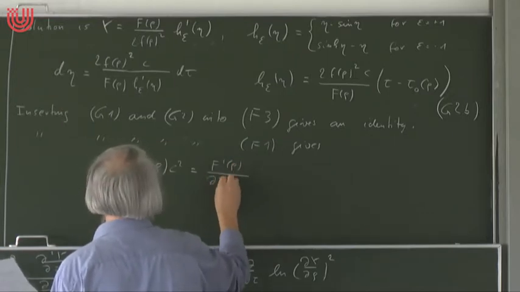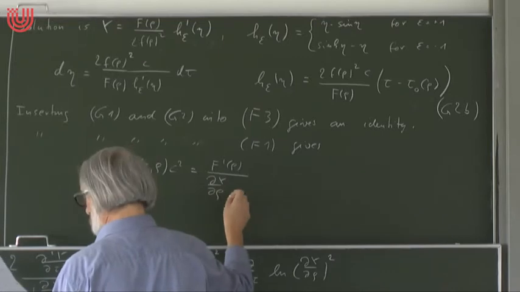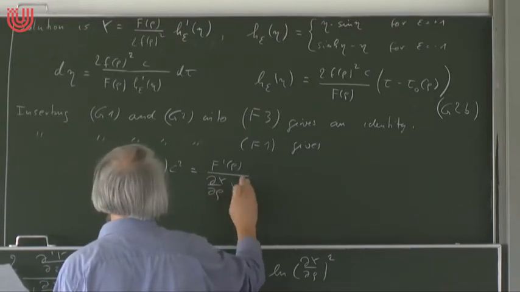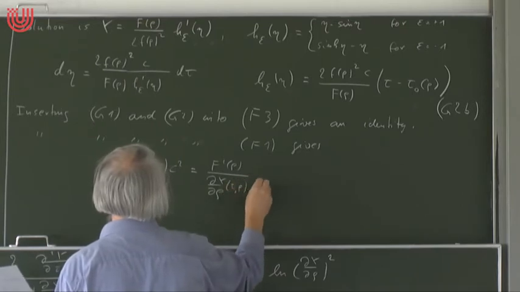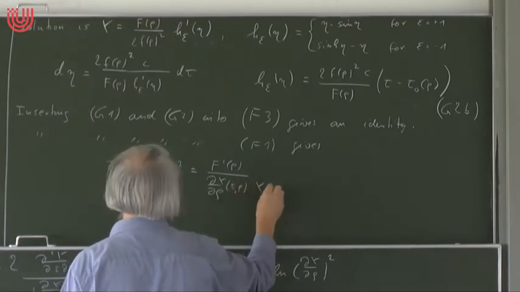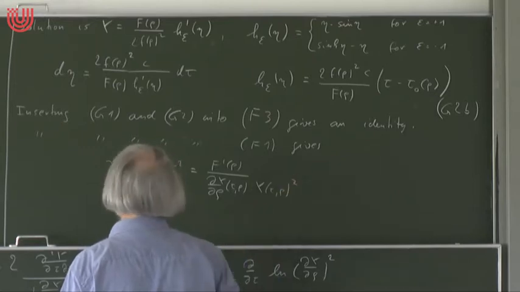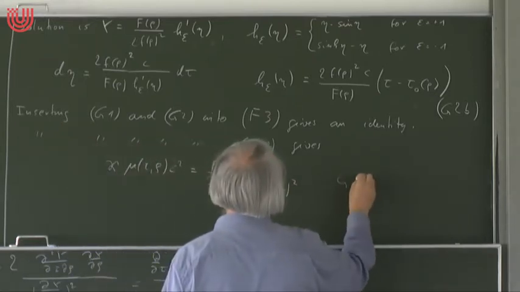divided by dy by d rho times y squared. I should also write the arguments here if I have them on the left-hand side. Y squared. And this is my equation G3.